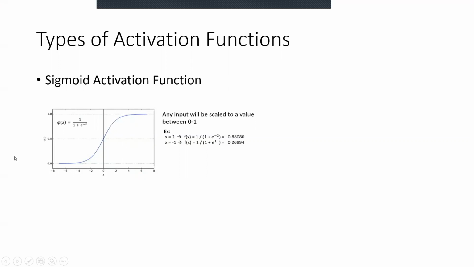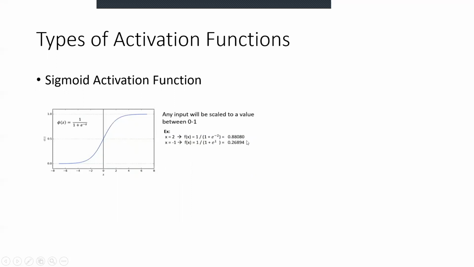As we've studied, a sigmoid activation function is 1 upon 1 plus e to the power minus z, right? So when you pass the value of z as x equal to 2, then my value would be 0.88, and you know for this sigmoidal activation function, my value lies between 0 and 1. Whatever value you pass in here, it would give a value between 0 and 1.